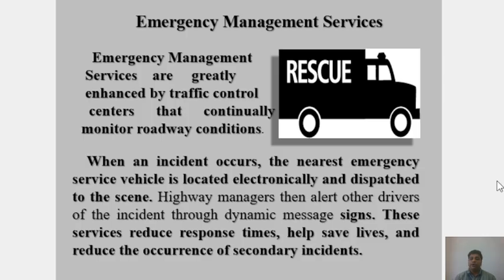Moving on to the next module, which is the emergency management services. Emergency management services are greatly enhanced by the traffic control centers that continually monitor the roadway condition. It is a type of rescue where the emergency management services are essentially required on the road. So why is this emergency management system required? What is this emergency management system?